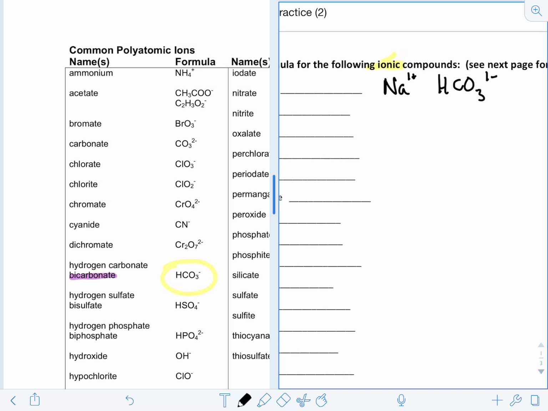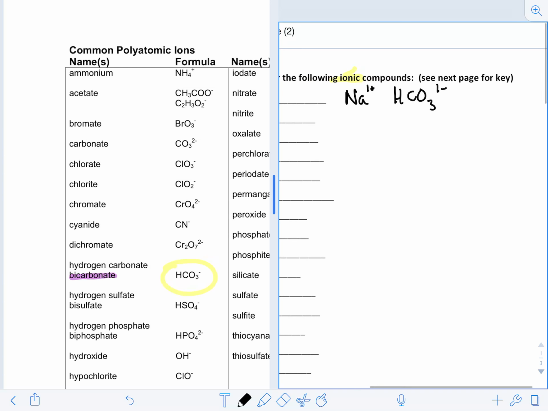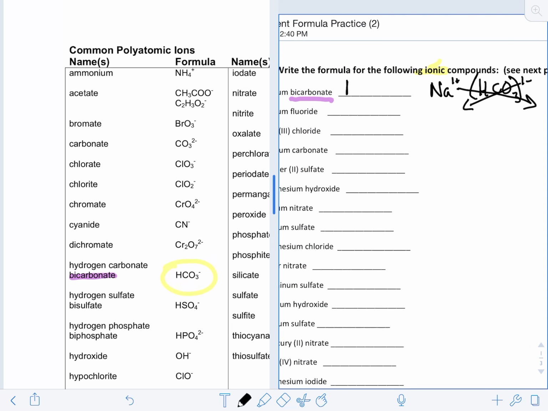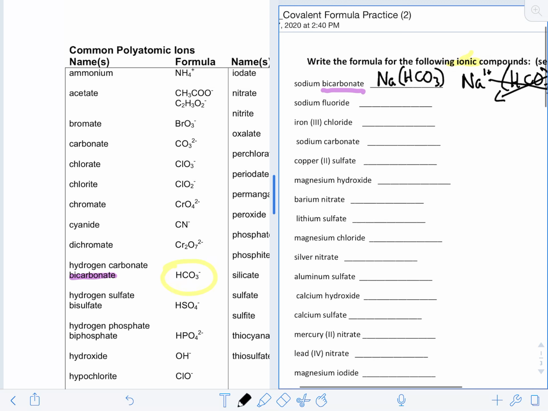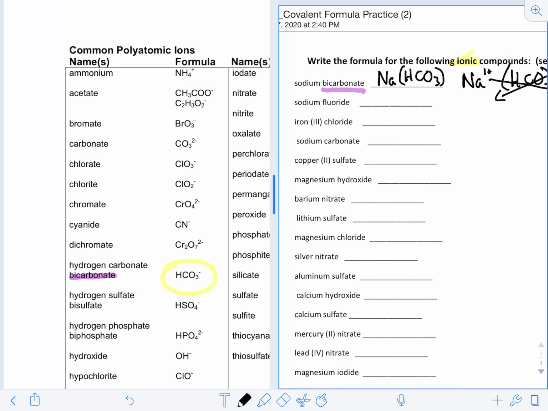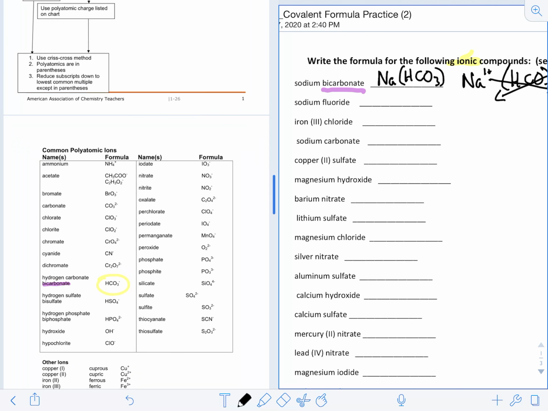Now you have to be careful with polyatomic ions because they need parentheses. So when we create the formula for this, we want to make sure that we put parentheses around it. And remember, crisscross, you bring down the number, not the charge. So when we do that, we end up with Na with an understood 1, (HCO3). Okay, so that is using a formula with an ionic compound.